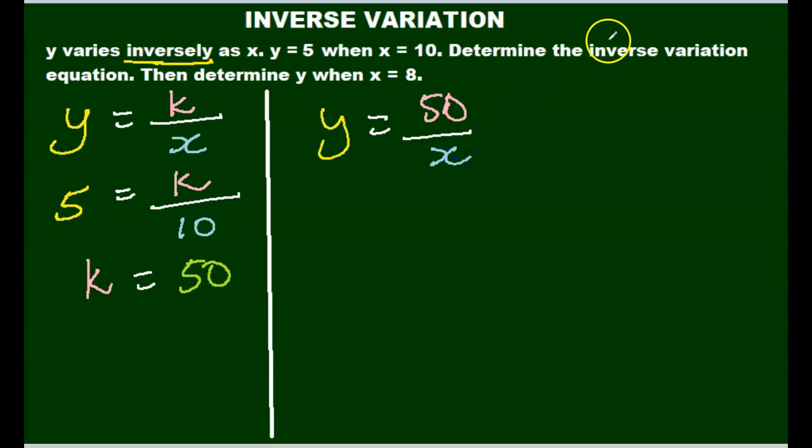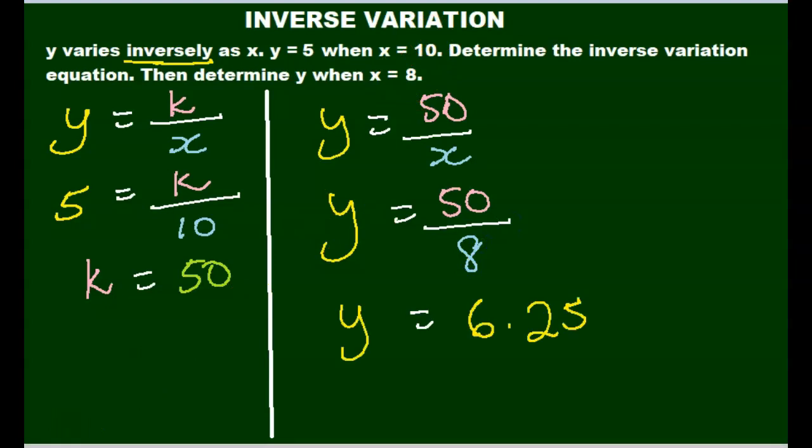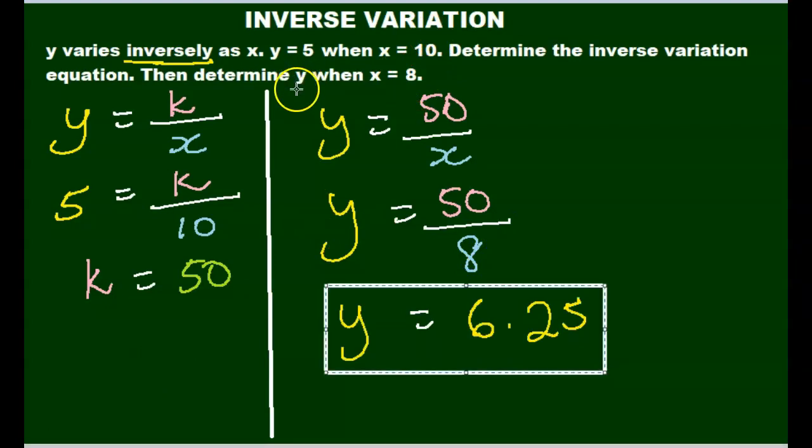Now we need to find our y when x is 8. So we can say that y equals 50, now our x is 8, so 50 over 8, which equals 6.25. And your inverse variation equation would be y equals 50 over x.